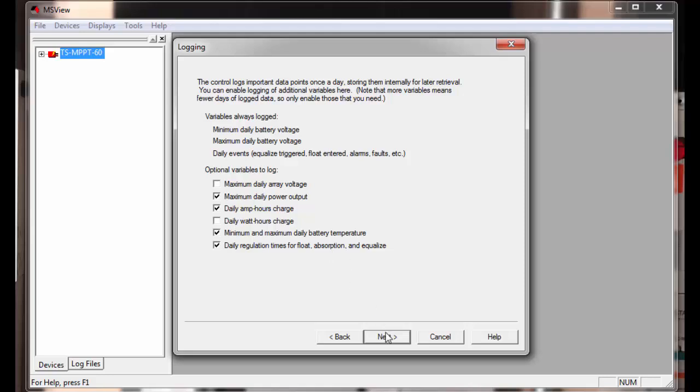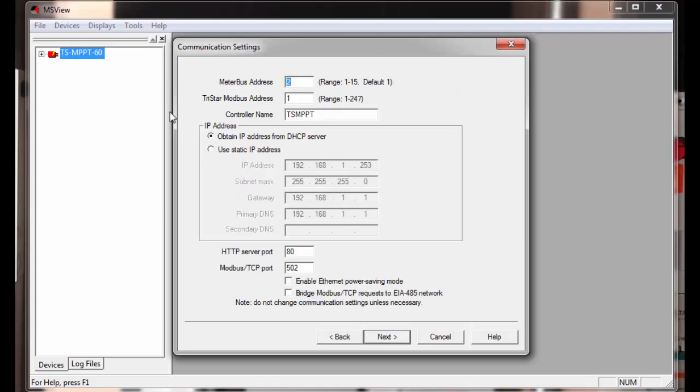And then the communication settings, the meter bus address, which you'll need if you're using a meter hub, and then the Modbus address when you have multiple devices you need to network to, and the controller name. You can give different controllers different names. Then you can set up the IP address, whether it's going to be static or whether it's going to be DHCP, where the router automatically assigns the controller an IP address. And then the ports. We'll go into more details about the communication settings in other videos.